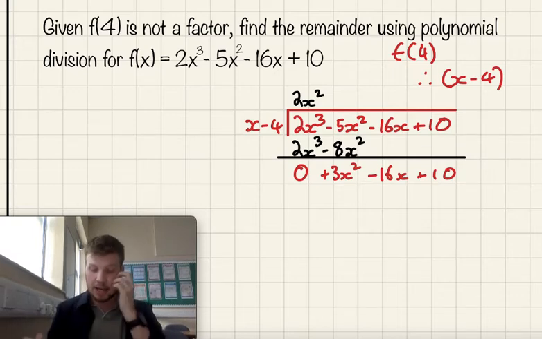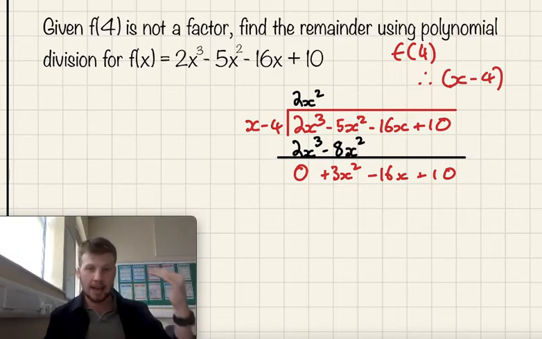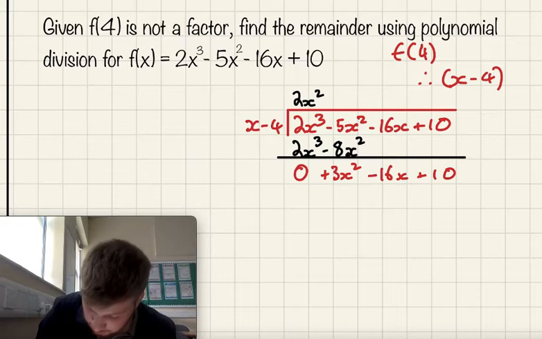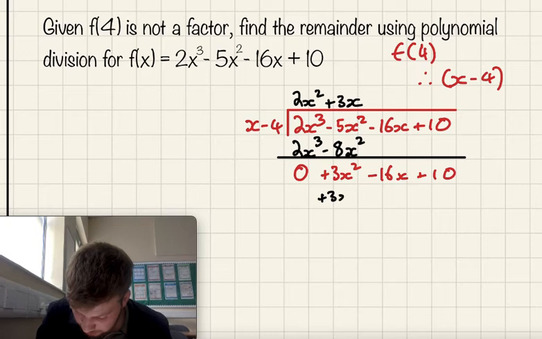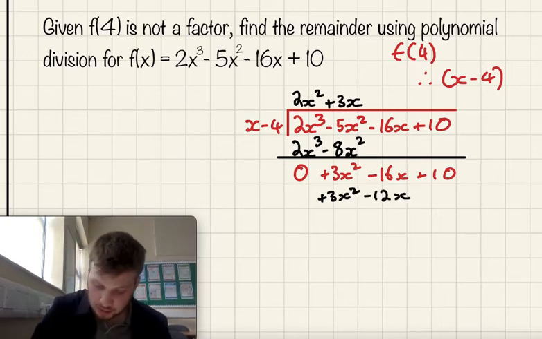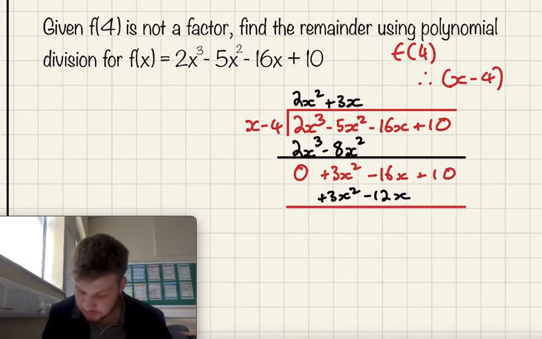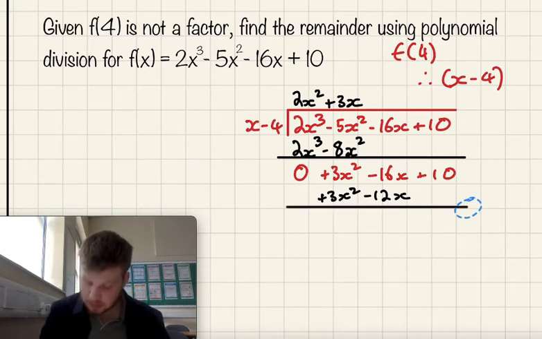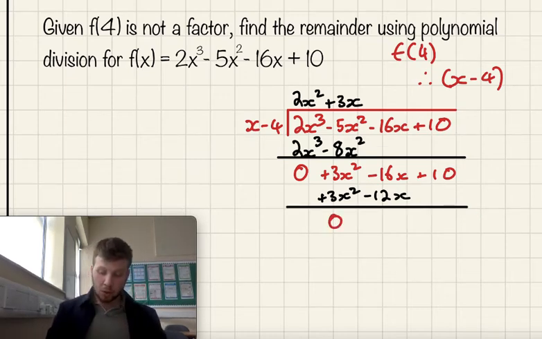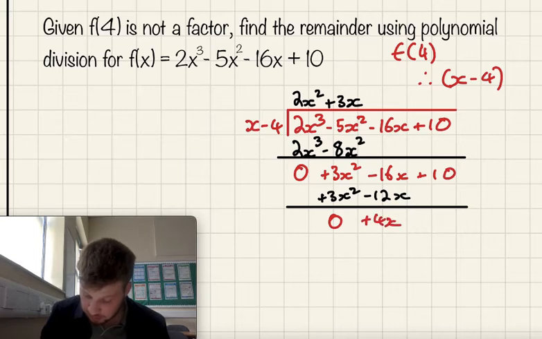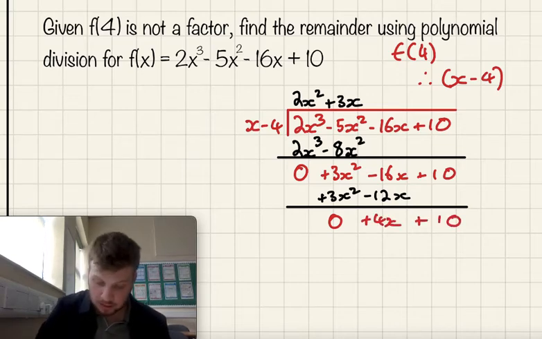Do the same thing again. How do I get to 3x squared? Well, I've got an x, so it must be plus 3x. Times through, I end up with plus 3x squared. And then this time it's going to be take away 12x. And so when I do my subtraction, that's going to give me 0, plus 12x is going to give me plus 4x plus 10. Sorry, negative 4x even.